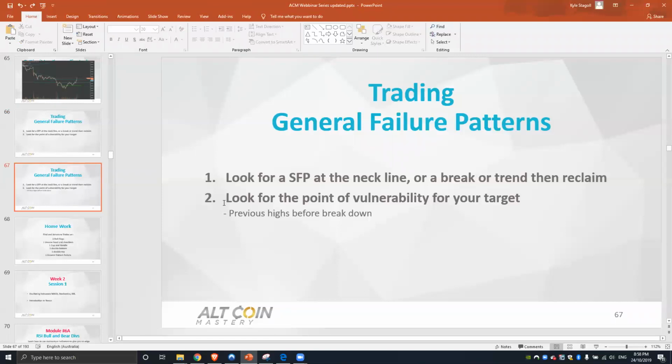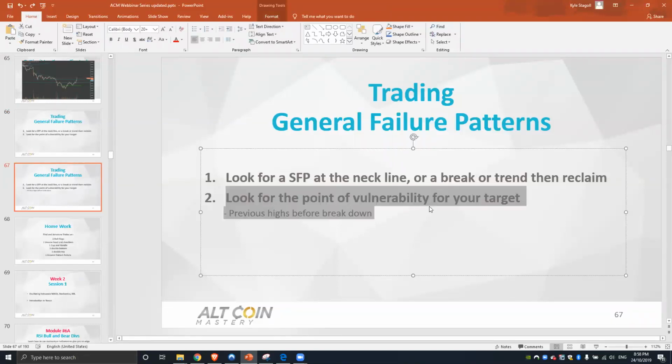All right, so the other thing to look for as well is to look for the point of vulnerability. It's going to be your target, so it's the area where people will be putting their stop losses if they're trading the pattern as it normally should be traded.